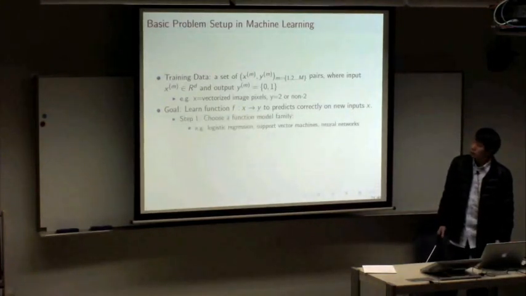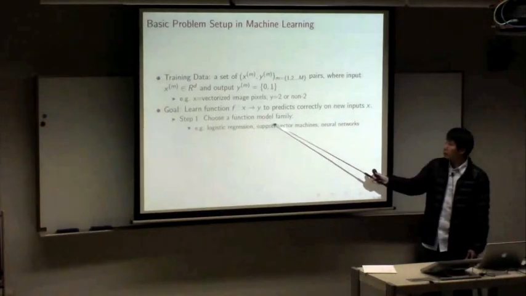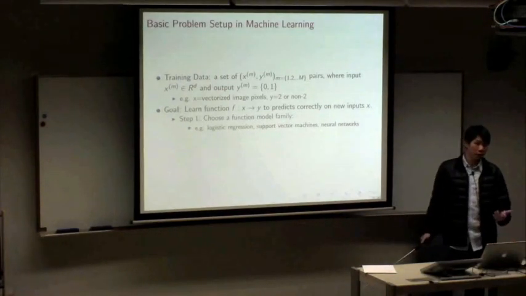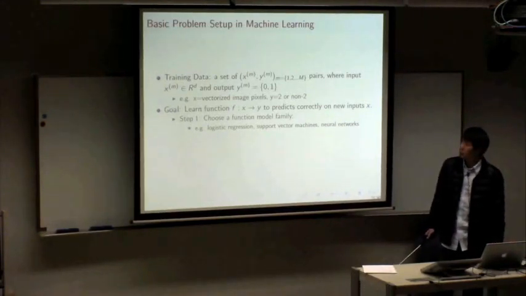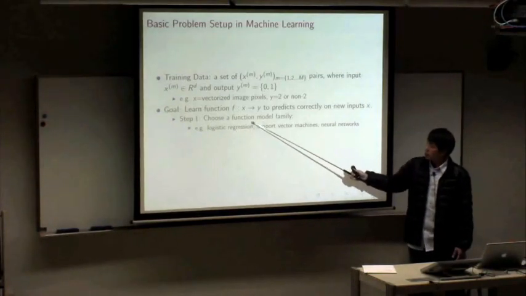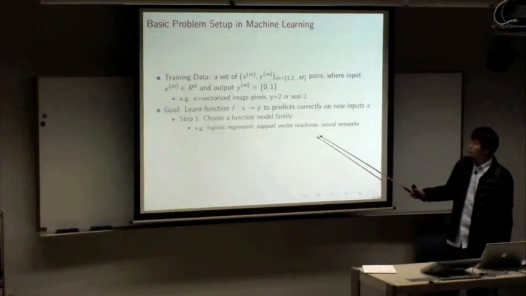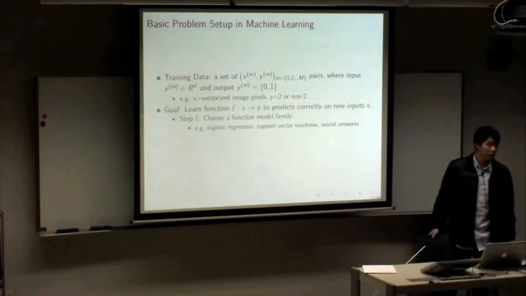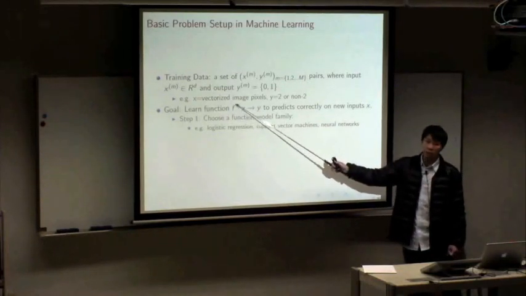Basically, the way to go about this is first you need to choose what kind of function you want to use. So earlier we talked about how we choose a polynomial family of functions. And in our course, we can say we choose a logistic regression model, or choose a support vector machine, or choose a neural network. There are many kinds of things out there that you can choose, and all of these correspond to different kinds of functions.